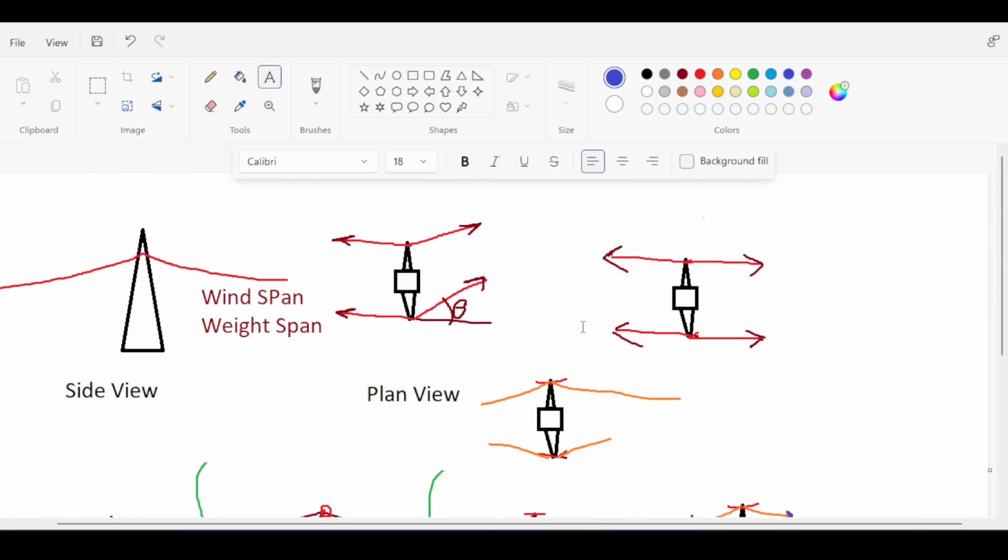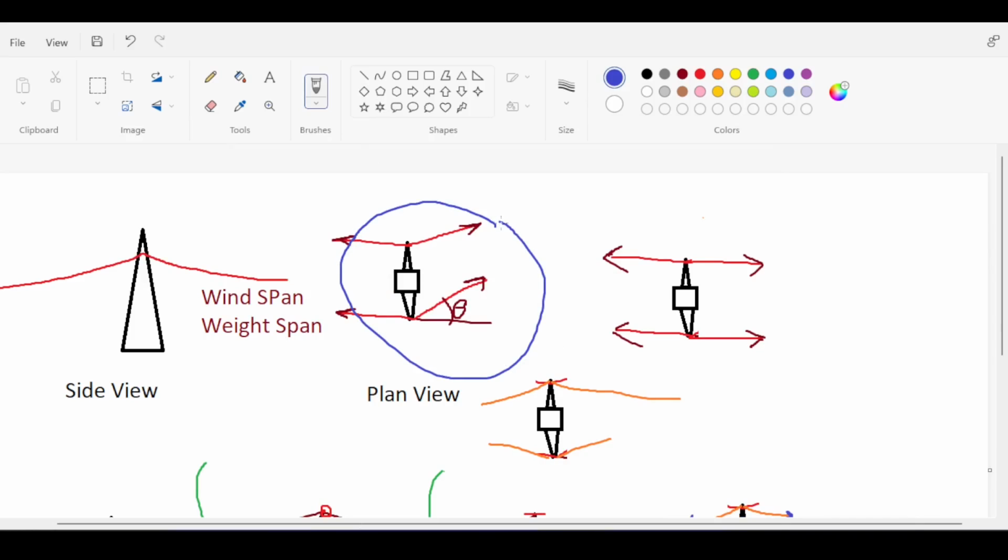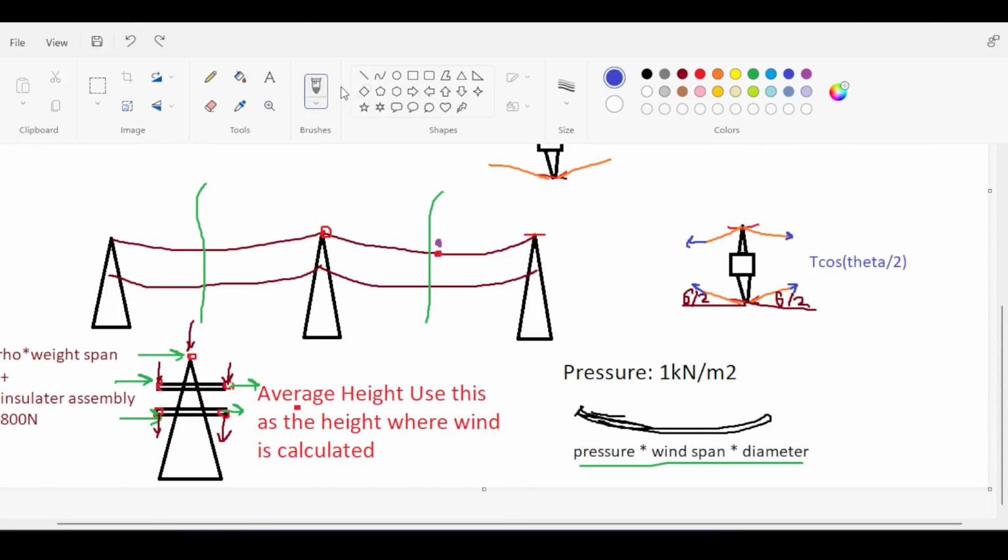This is not always the case because, for example, in this other case, they don't eliminate each other. So you need to be careful when you say they eliminate and when you say they don't eliminate each other. With that being said, let's consider the idea we have here. In this case, the T cosine theta over 2 will eliminate each other, so there are no net forces on the tower in the x direction.